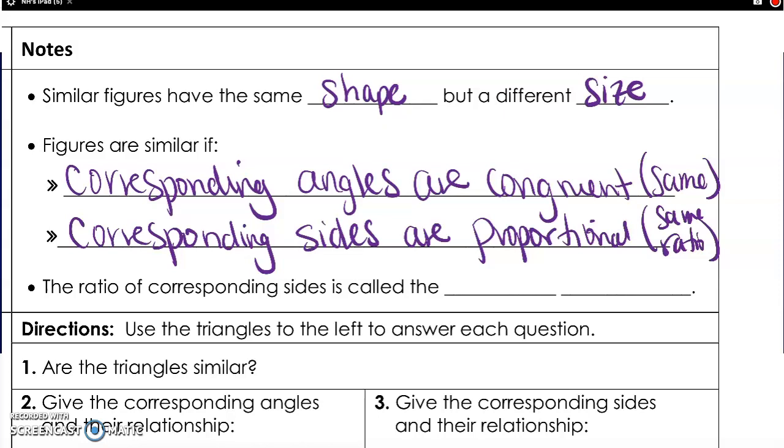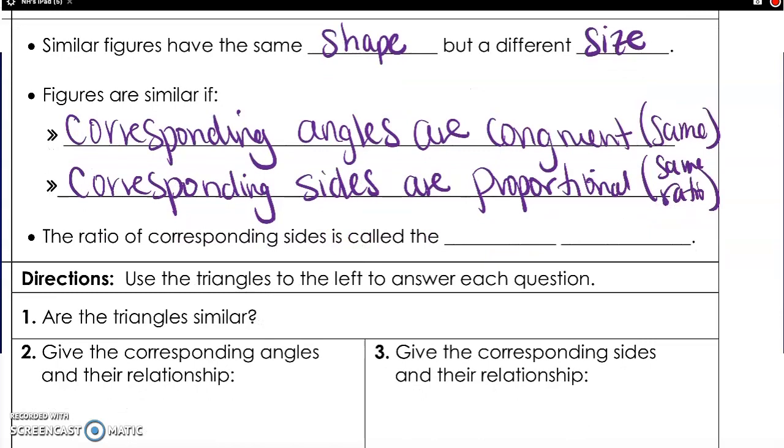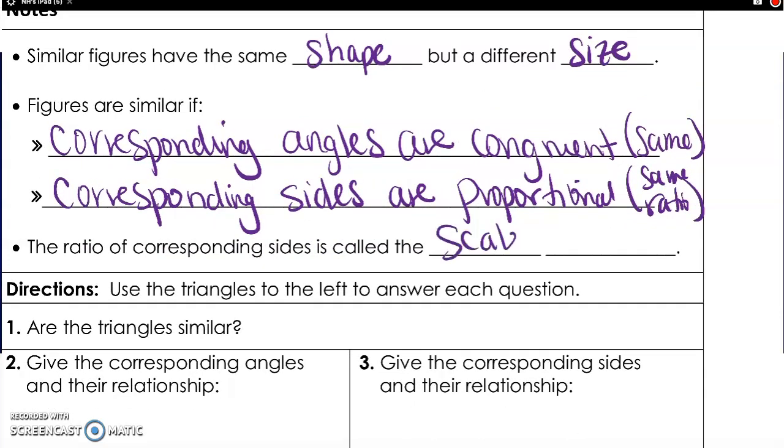When you find that ratio of corresponding sides, we call that the scale factor. So some of your questions are going to ask for the scale factor. So you need to find what that ratio is.